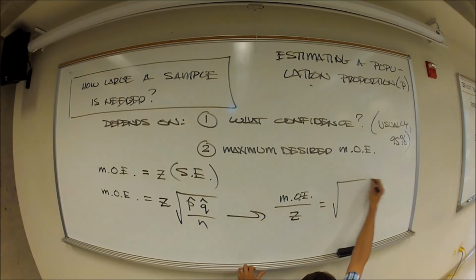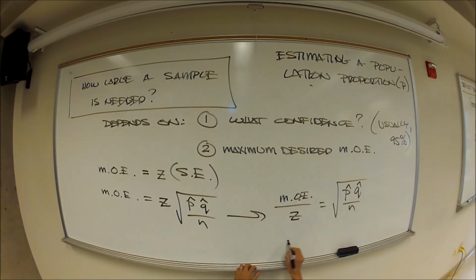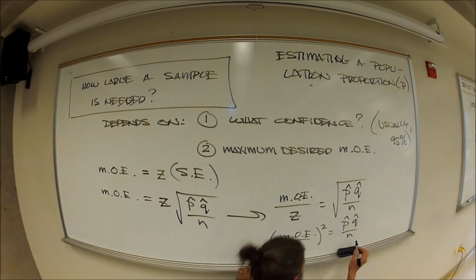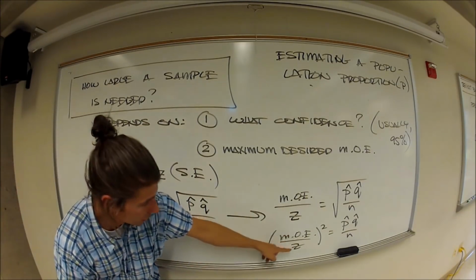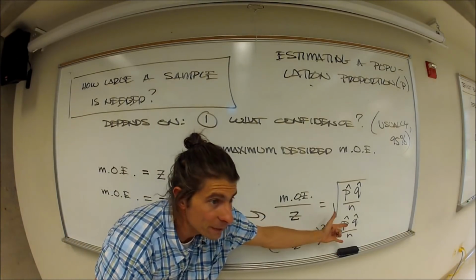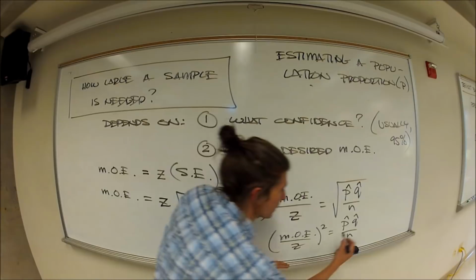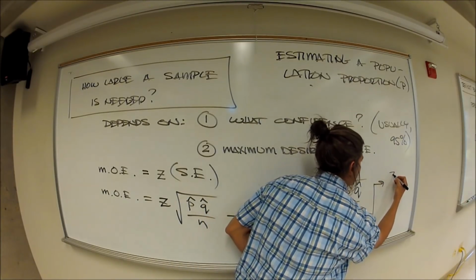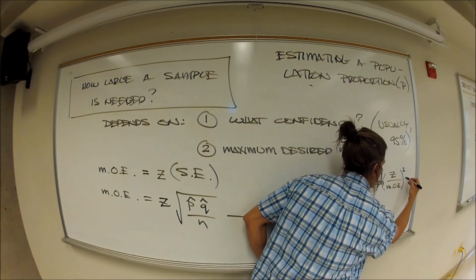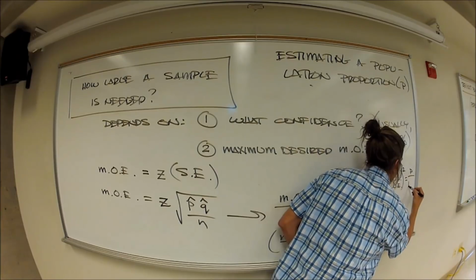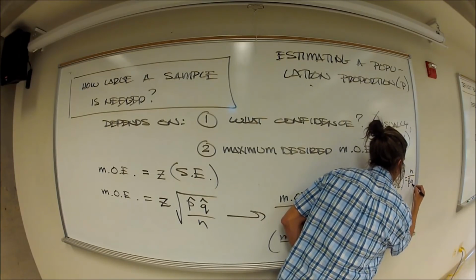And then I'm going to have this equals this big radical, P hat Q hat over N. I'm going to square both sides. Then this is going to be P hat Q hat over N. I'm going to flip the whole thing to put N at the top. Well, you can do that. It's a proportion, so I'm going to flip this and flip this, which is all legitimate algebraically. So you're going to have Z over the margin of error, all squared, equals N over P hat Q hat.